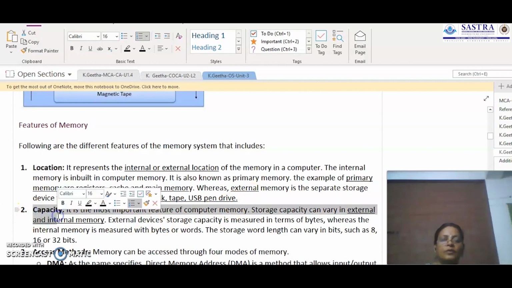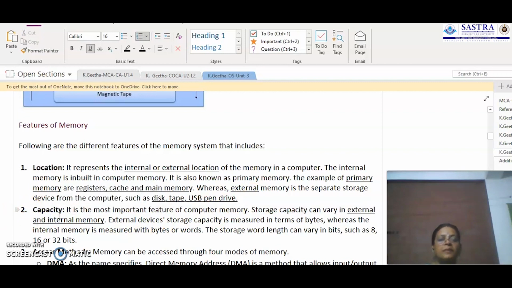Then next comes the capacity. How are we going to rate the size based on the storage capacity of the different memories? Again, we can have internal memory capacity and external memory capacity. External storage capacity is always measured in terms of bytes, whereas internal memory is always measured in words. So the storage length also can vary.